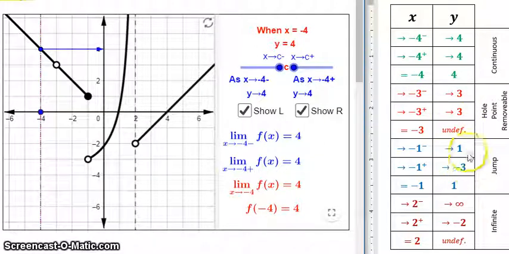For a jump discontinuity, we're going to two different y values, making this limit nonexistent. It doesn't really matter what's happening at the x value itself. We could have a defined value, or maybe we might not. And again, the infinite limit we just discussed.